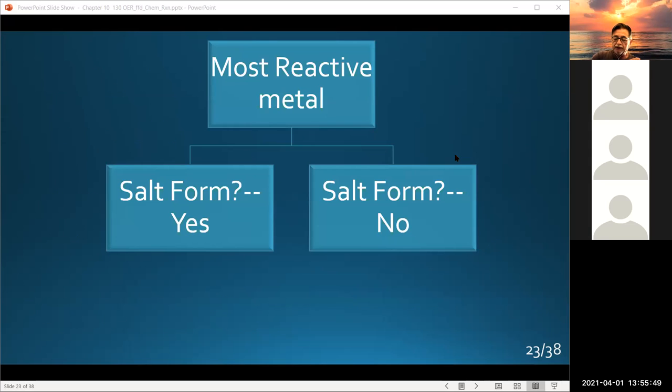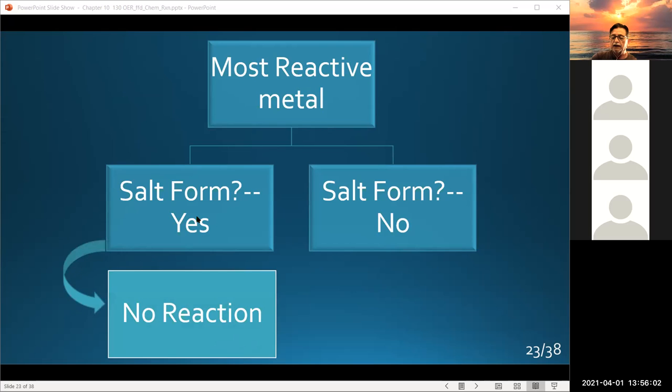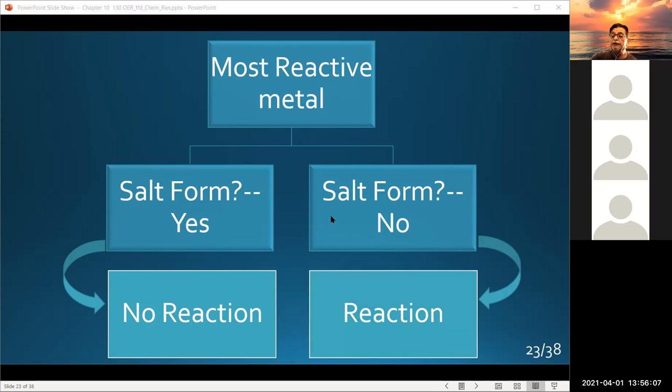With respect to a single replacement, it's a flow chart. Once you determine which metal is the most reactive, then you ask the questions. If the most reactive metal is in salt form, then you get no reaction. If it's not in salt form, then you do get a reaction. The metal that was ionic to begin with now becomes elemental, and the other metal becomes ionic. So write them first in ionic form so you can put them together with the correct ratio of cations and anions.